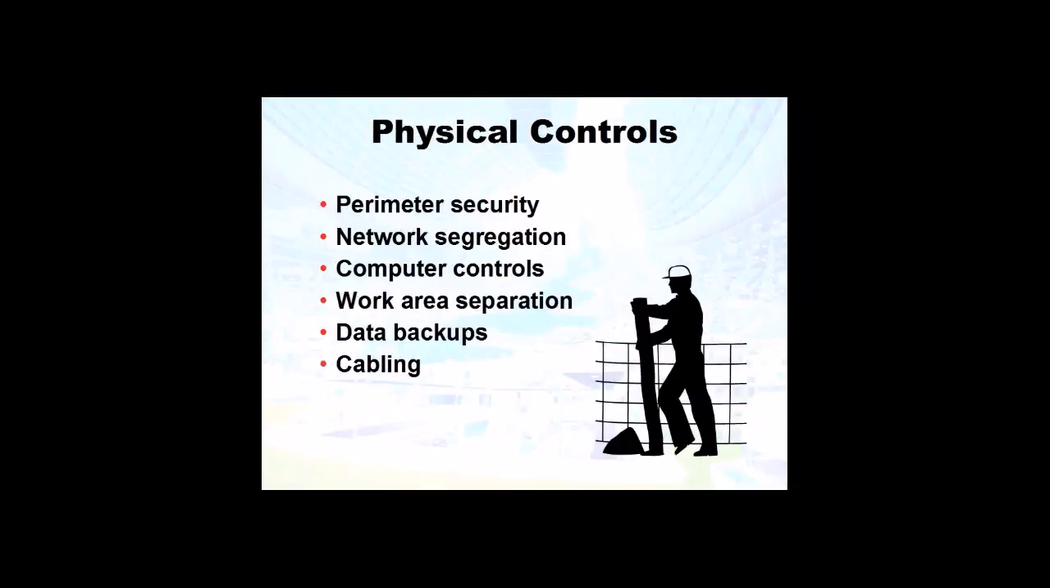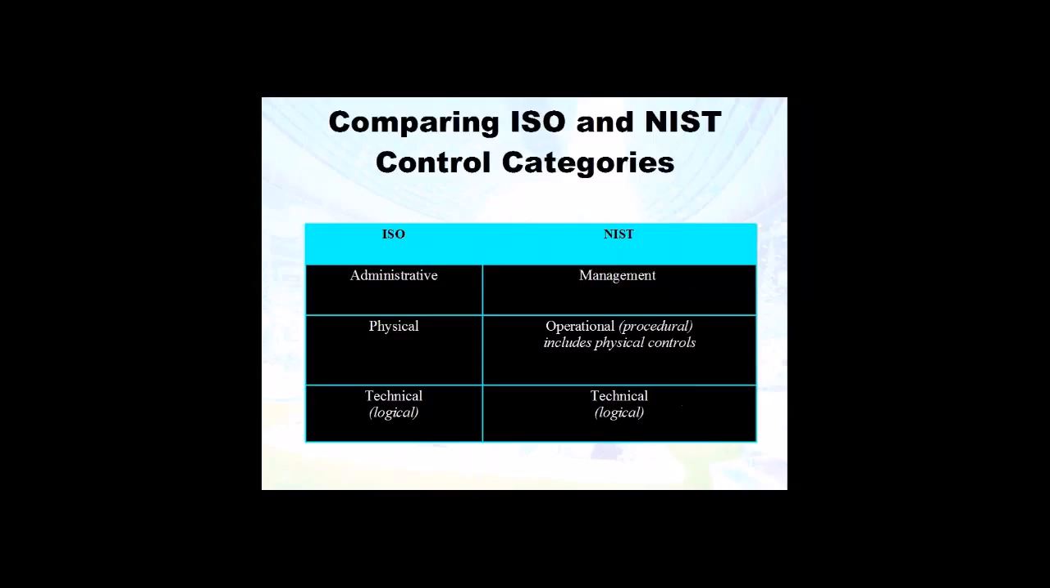Physical controls we beat up all yesterday. Nothing new here. But I do like to use cabling to keep us in mind of that cost-benefit analysis. We're not trying to get the most secure cable. We're trying to get the most appropriate. And that's with all of our security controls. Comparing ISO and NIST categories again. Most of your tests should be in ISO. But if you see a NIST thing, do remember that operational controls include procedures and physical.